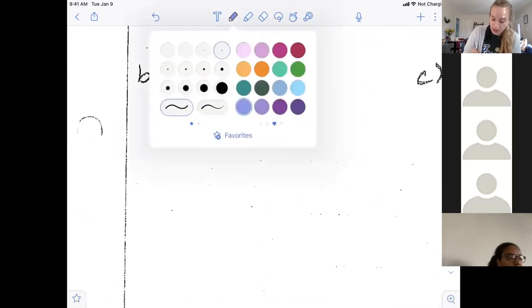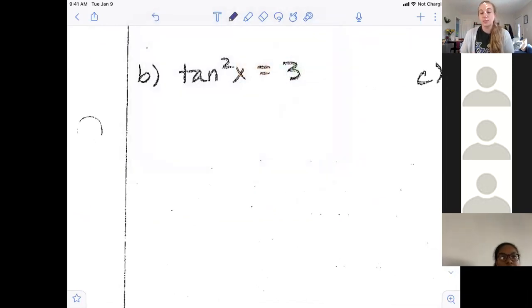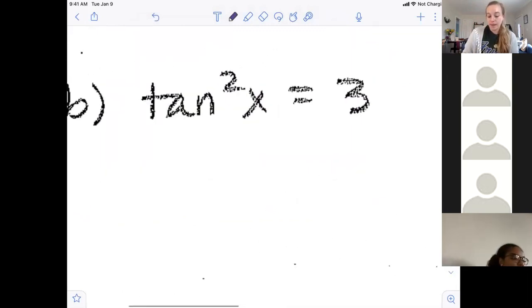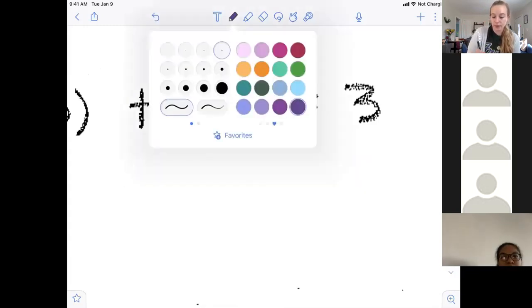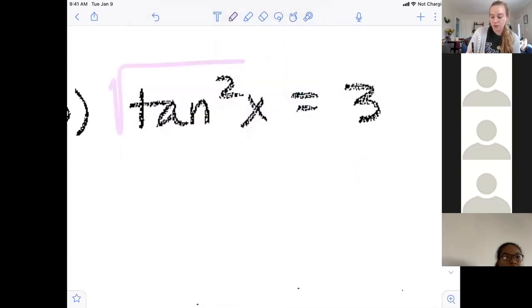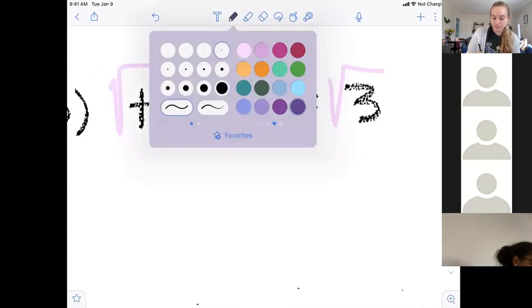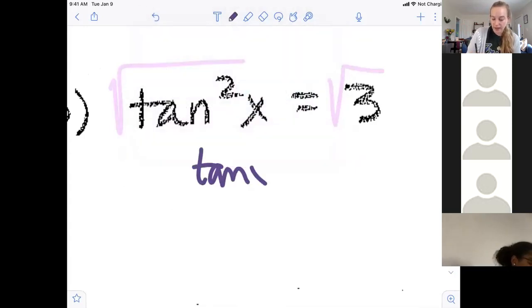This one's pretty simple. I've got tan squared x equals 3. There's no other trig function, so we don't need to bring everything to one side and then set that equal to 0. This is already just like one variable. Tan squared x is just one thing, no other trig functions. This is good to go. So let's start by getting rid of that square by doing the square root of both sides. That gives me tan of x equals plus or minus root 3.